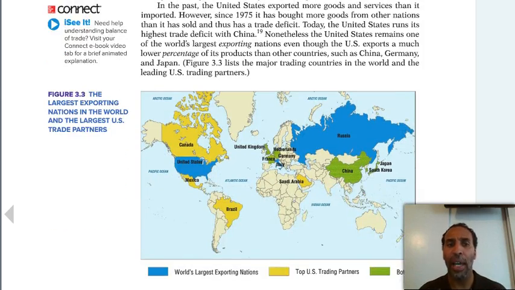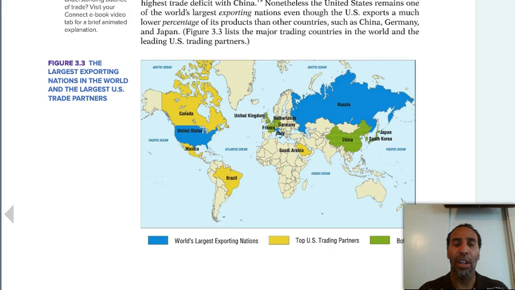So, largest exporting nations in the world and largest United States trade partners. Largest exporting nations, United States and Russia, huge. All right. Then we also have Italy in there. Top U.S. trading partners, we have Canada, Mexico, and Brazil, right? Canada and Mexico because of NAFTA, or North American Free Trade Agreement.